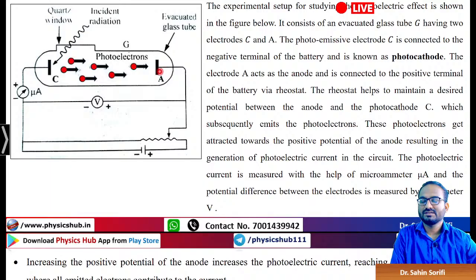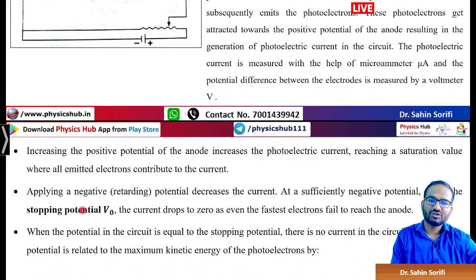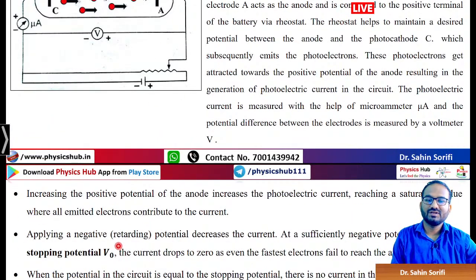Now if you apply, let's say, a retarding potential, meaning a negative potential on this anode, what will happen? Electrons are negative, you are applying negative potential, so the electrons' motion will be retarded, and there will be a time when this negative potential will momentarily stop the motion of the photoelectrons. That particular retarding potential is known as the stopping potential. Stopping potential is denoted by V0. So once this negative potential V0 is reached, the electrons' motion will be hampered and there will be no current.